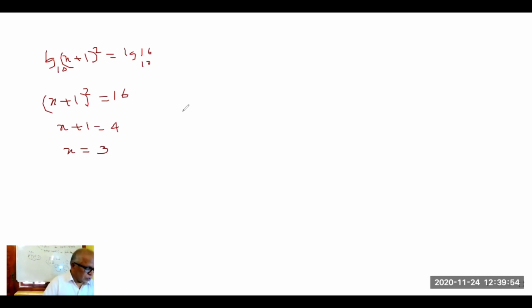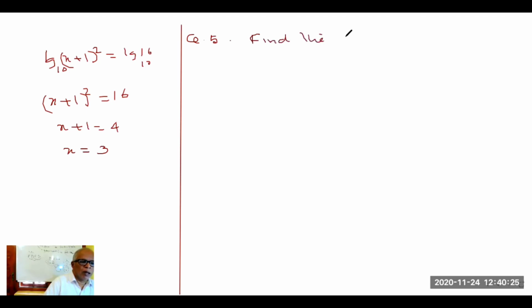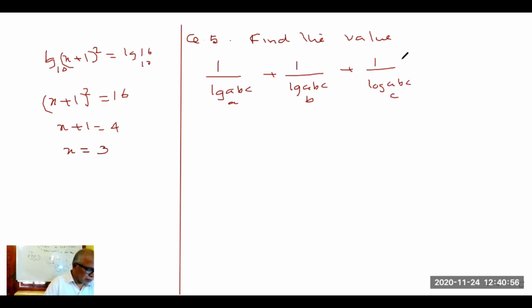Now, next question, question number 5. Find the value of 1 by log abc to the base a plus 1 by log abc to the base b plus 1 by log abc to the base c. We are applying properties. The value of it is equal to 1.